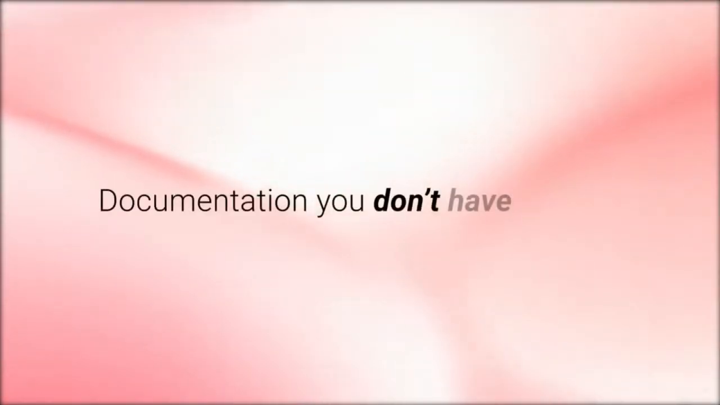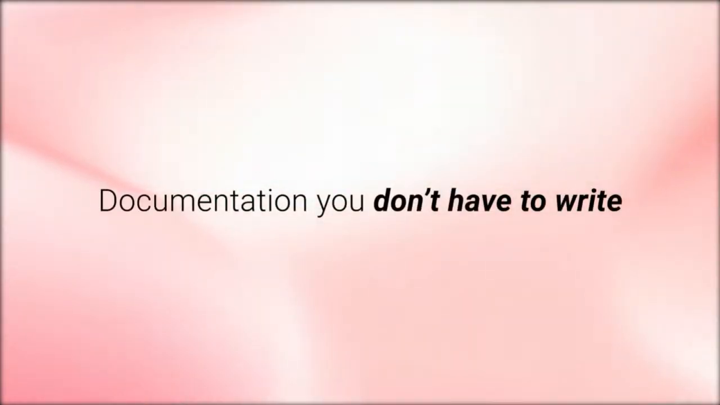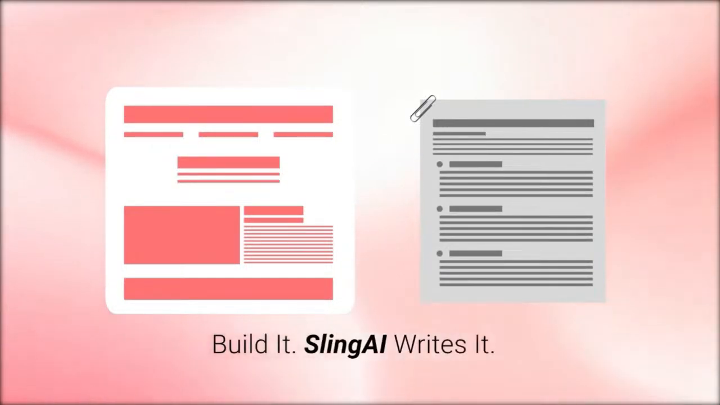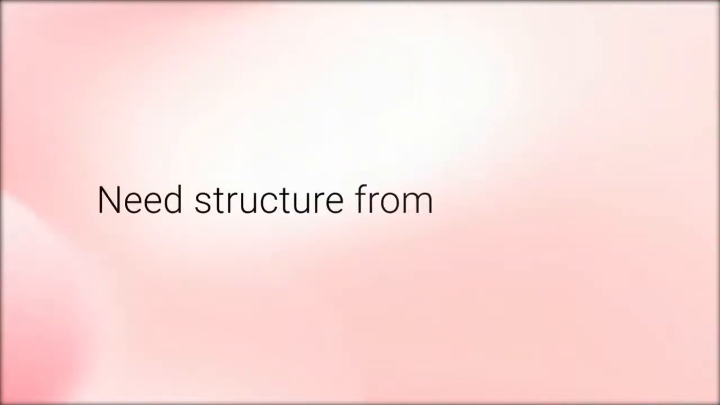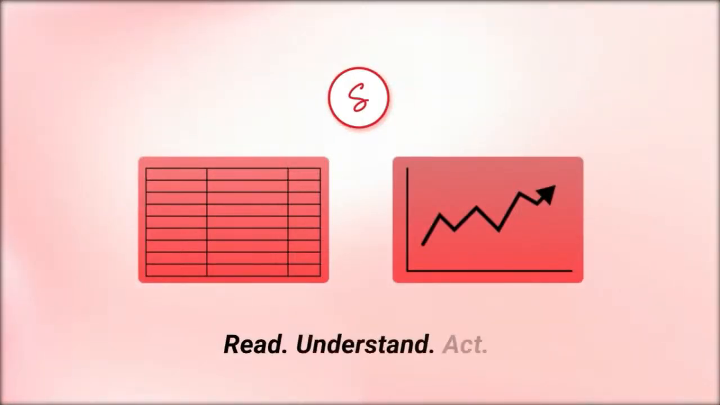Documentation you don't have to write. As you build, Sling AI captures your UI designs and logic flows, turning them into clean, structured documentation that evolves with your app. Build it. Sling AI writes it. Need structure from the chaos? Sling AI processes unstructured data from PDFs, chat logs, scanned forms, and more, and turns it into actionable insights. Read, understand, act.